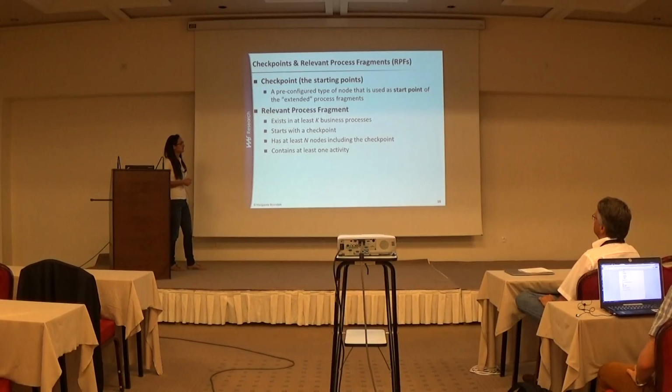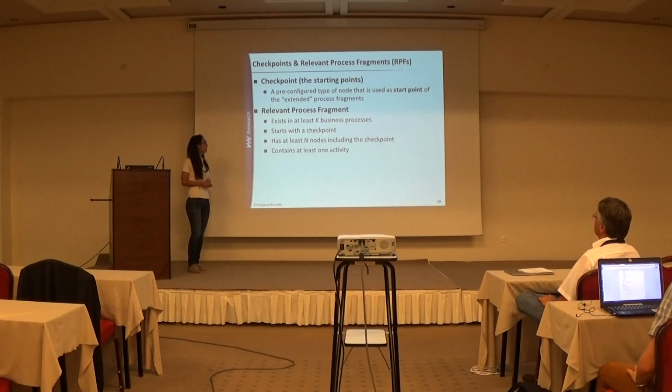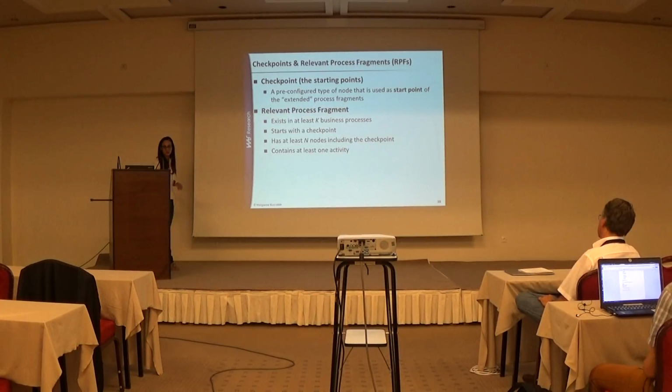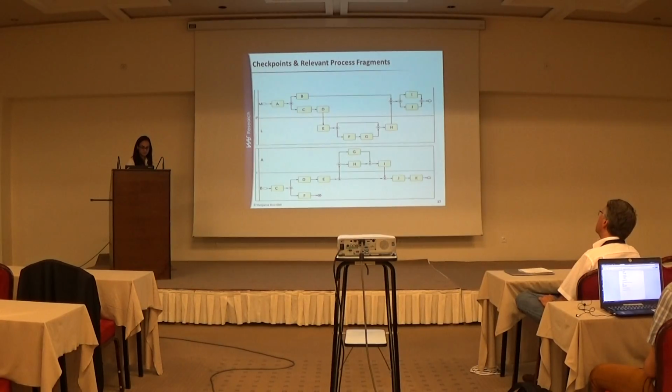As a relevant process fragment, I give the extended definition of the process fragment. It has to exist in at least k business processes. It has to start with a checkpoint. It must contain at least n nodes including the checkpoint. And finally, it must contain one activity or, in terms of BPMN, a task.